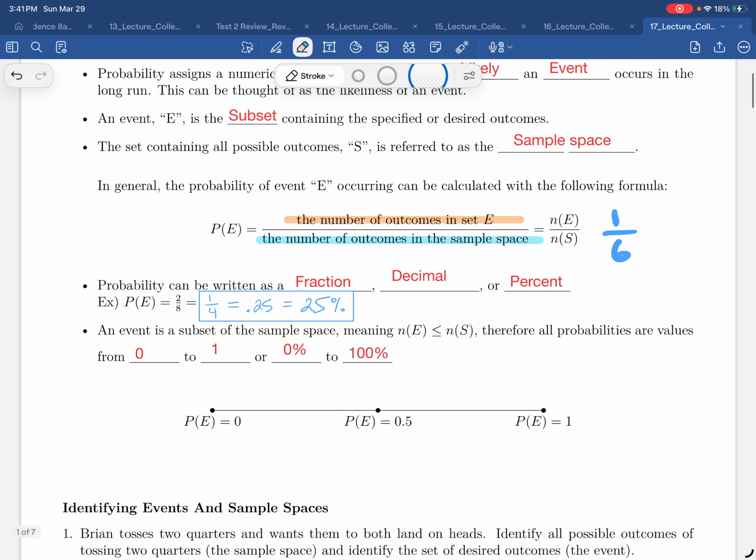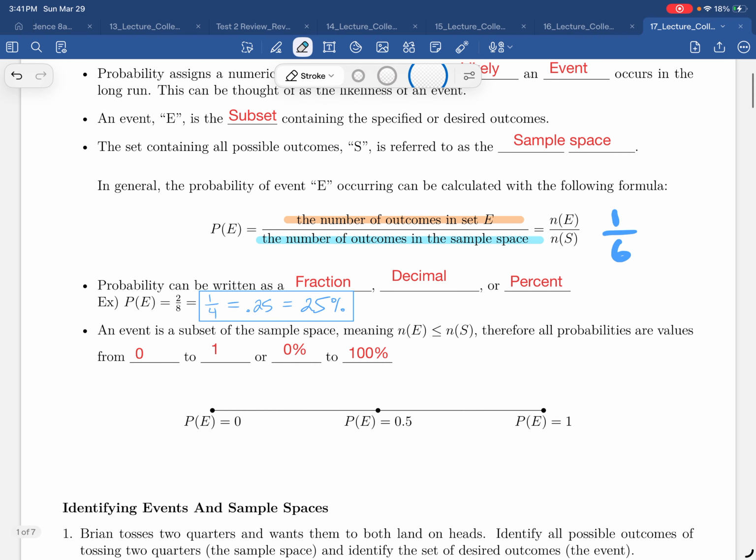Let's look at a quick few examples. Brian tosses 2 quarters and wants them to land on heads. He wants them to both land on heads. Identify all possible outcomes of tossing 2 quarters, in other words, the sample space, and identify the set of desired outcomes, which is the event.